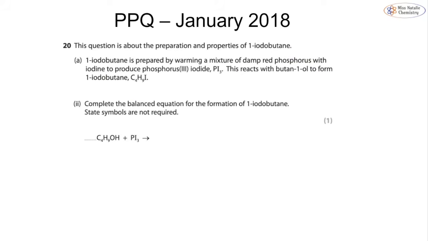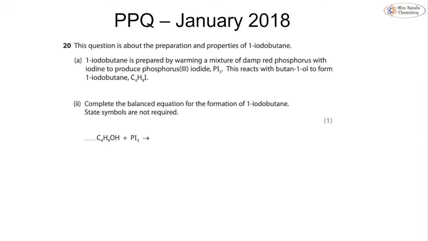Okay, let's look at a full-length question on this. So we're going to have a question about the preparation and the properties of iodobutane. Iodobutane can be prepared by warming a mixture of damp red phosphorus with iodine to produce phosphorus iodide, and this reacts with butan-1-ol to form the iodobutane. We want to complete the balanced equation for the formation of the 1-iodobutane. We do not need state symbols.